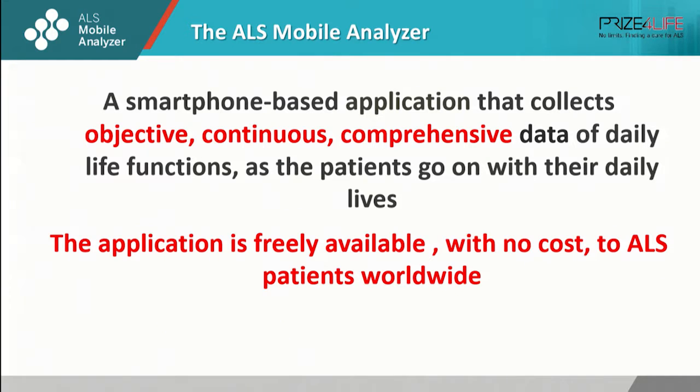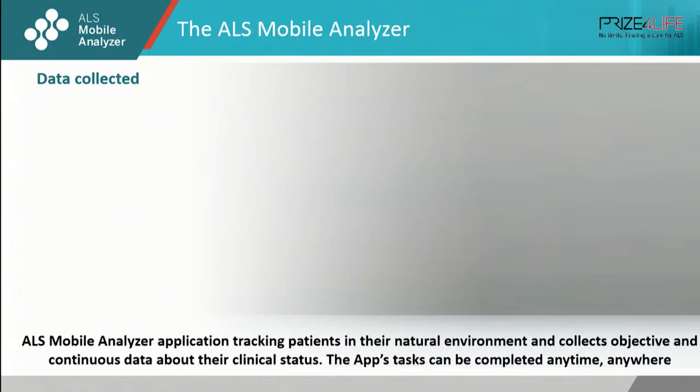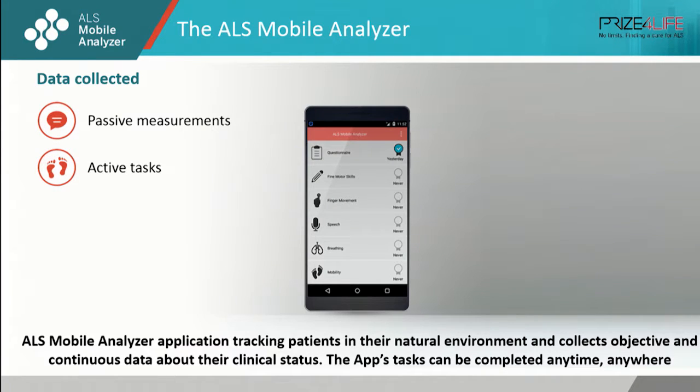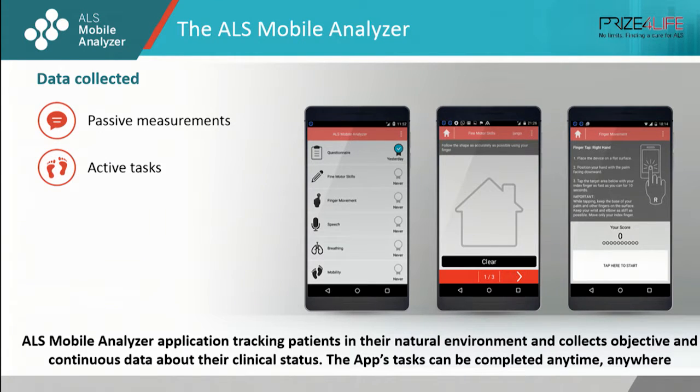So the mobile analyzer is a smartphone-based application that collects objective, continuous, comprehensive data of daily life functions of patients as they go on with their daily lives. The app is freely available to all ALS patients all over the world. The application collects passive measurements like the number and amount of phone calls and texts, and it contains active tasks in different functions, like drawing and tapping, and I'll go over all the tasks in the next few slides.